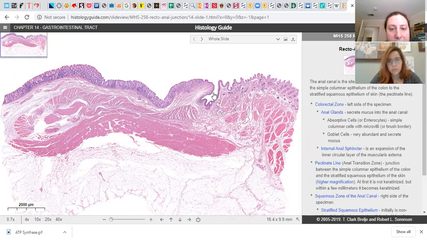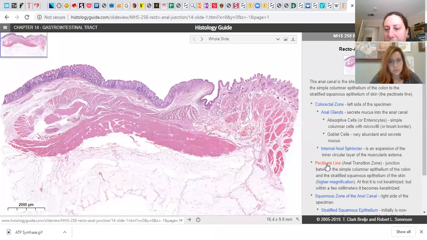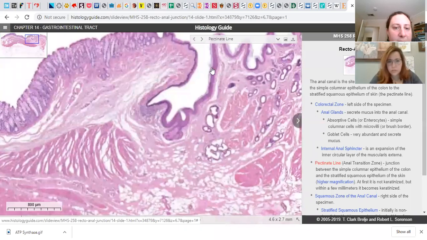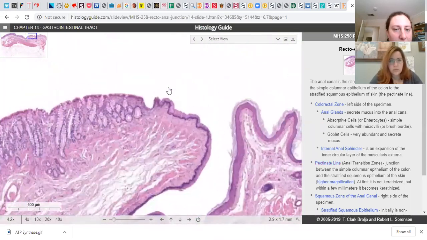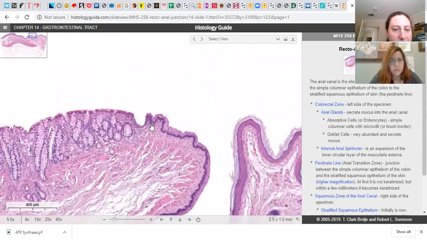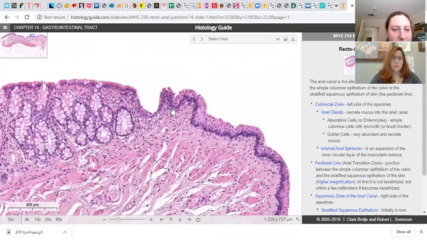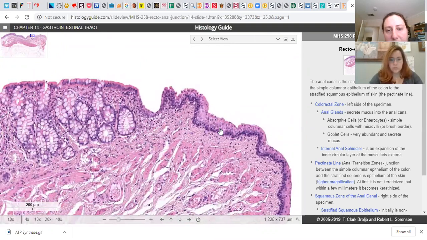Now that's not easy to see at this level of magnification, but I can see a difference in the mucosa right here. So this is our dividing line. And you'll notice that on our explanations, it talks about the pectinate line. If I click on that, it takes me over here, which is kind of helpful. But if I increase my magnification right here, this is literally the point where it's transitioning.